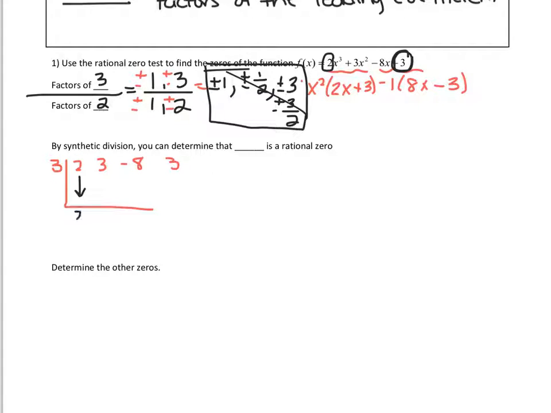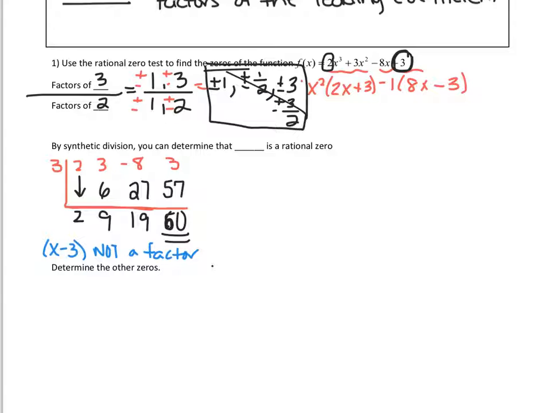So bring down, multiply the 3 and the 2, which gives me 6, add, multiply, and then multiply again. All right, so we have a remainder of 60. So we know that if 3 is the root, then x minus 3 is not a factor. So now we're going to try another root. I'm going to try x equals 1 now, and see what happens.